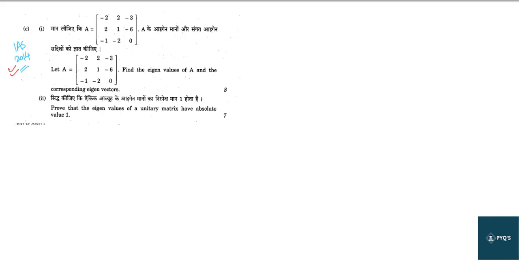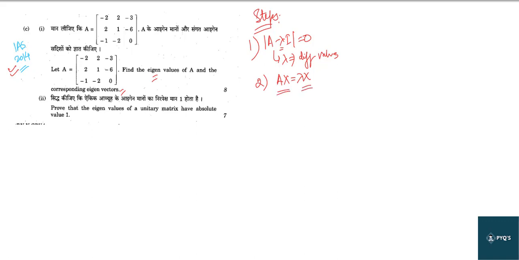So first of all, I'll find out the first part. Everyone knows that to find eigenvalues and corresponding eigenvectors, we need to solve the determinant of A minus lambda I equals 0. Then we'll find the different values of lambda, and then correspondingly we'll find x as different vectors. The second step is to find the vector matrix corresponding to each value of lambda. So this is what we have to do.